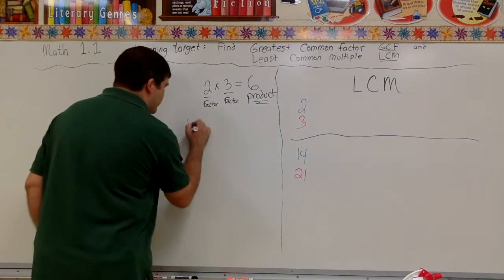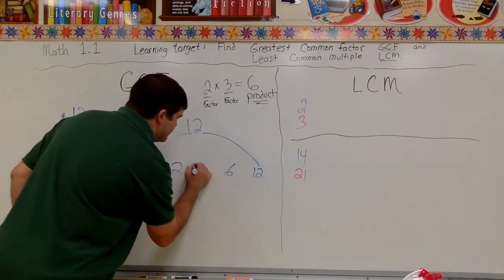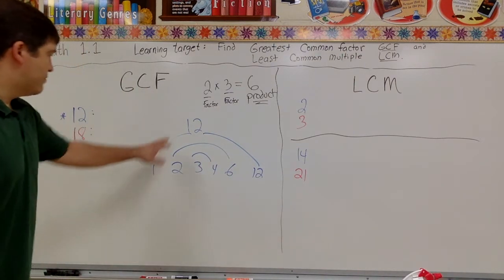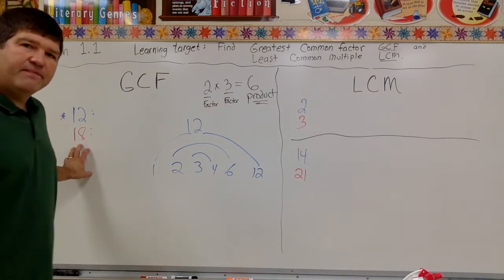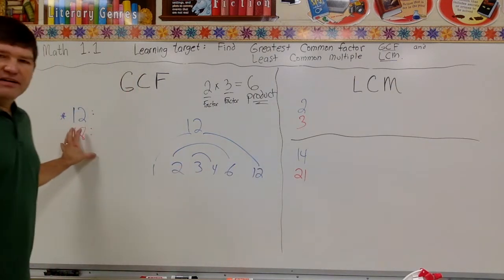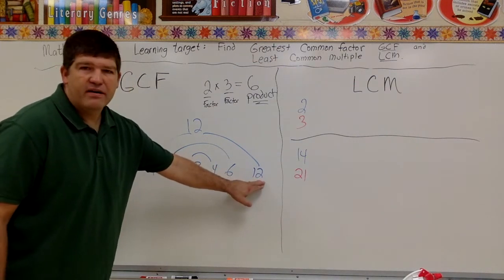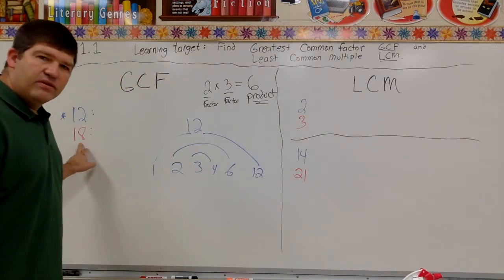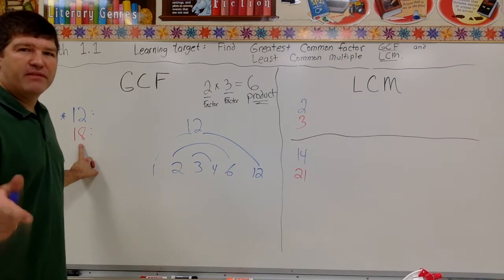So I do my factors of 12. I'm not going to take a lot of time with this because I've already done it. 2, 6, 3, 4. Okay, so I have my factors of 12: 1, 2, 3, 4, 6, 12. I'm not even going to do a factor tree for 18 because I know nothing bigger than this would go in here. Okay? So I start with the biggest number here and I say, does this go evenly into the other number? If it does, I stop right there. I've got my greatest common factor.